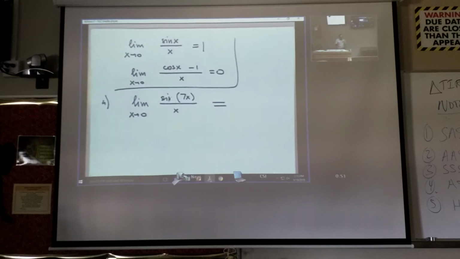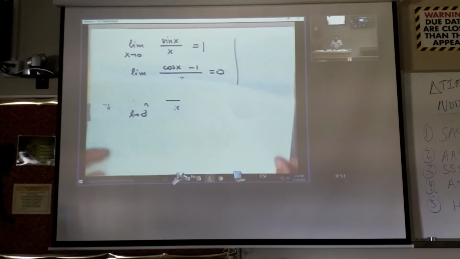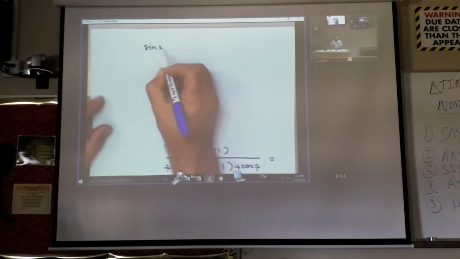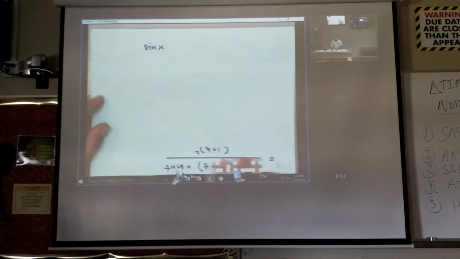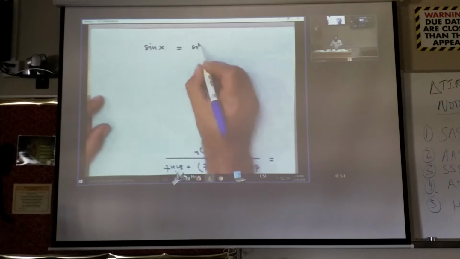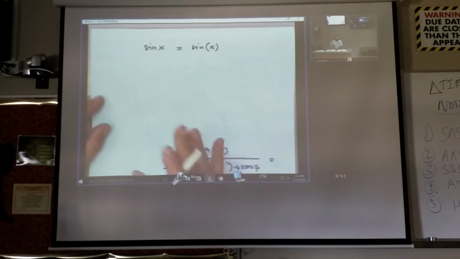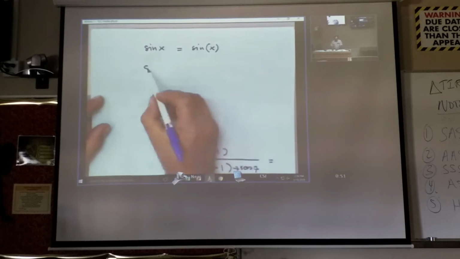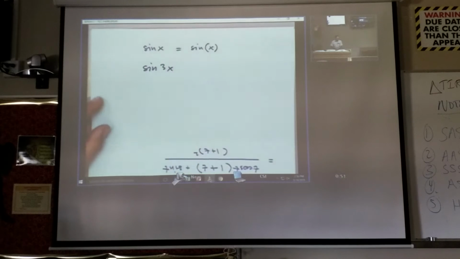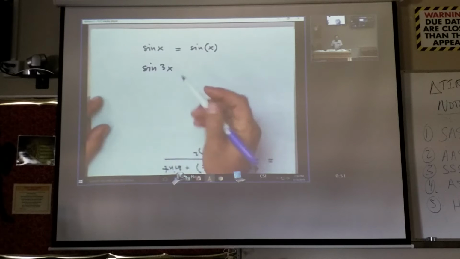Now one thing before I forget, WeBWorK has a little problem with the way we put trig. So for example, if you put sine of x, it takes it. Also, if you put this as sine of x with the parentheses, it takes it. But if you put sine of 3x, it's going to say that you are wrong. So WeBWorK would like you to put what?